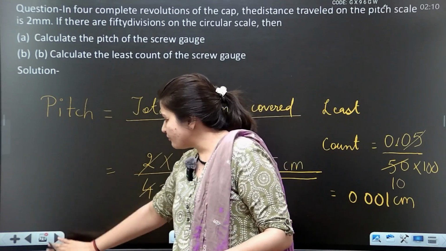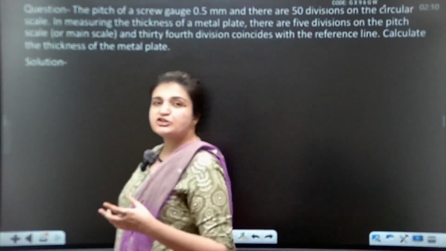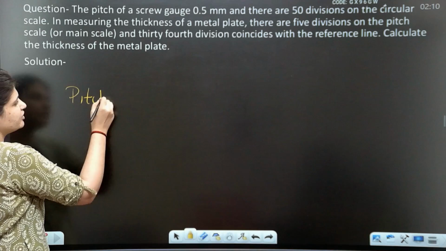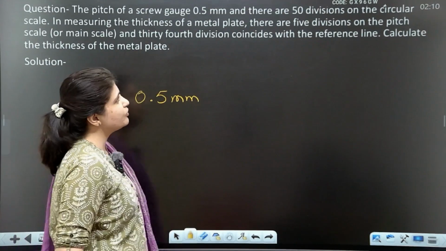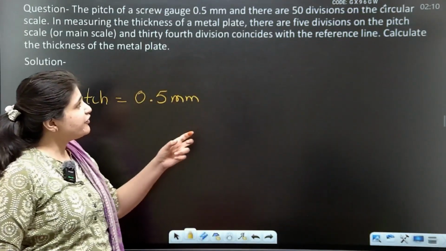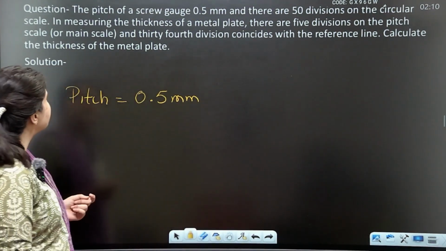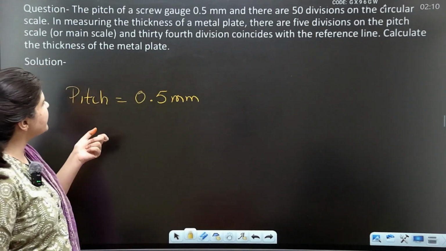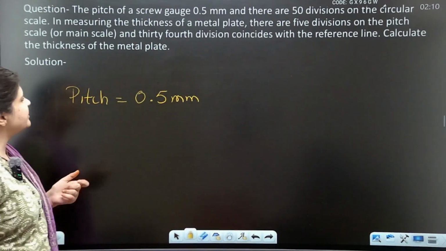Now students, let's go further. In this numerical, what is given? The pitch of a screw gauge is given, which is equal to 0.5 millimeter, and there are 50 divisions on the circular scale. In measuring the thickness of a metal plate, there are 5 divisions on the pitch scale and 34 divisions coincide with the reference line. Then we have to find the thickness.